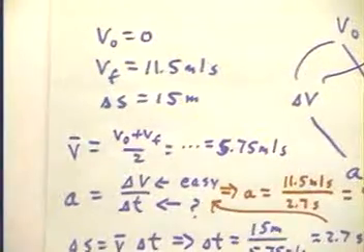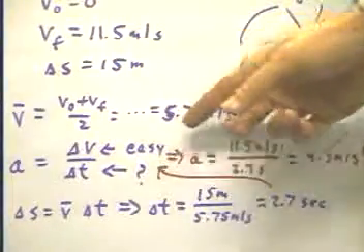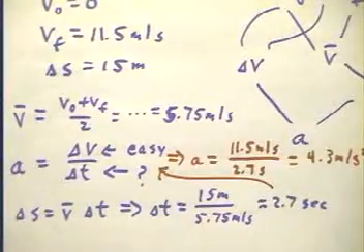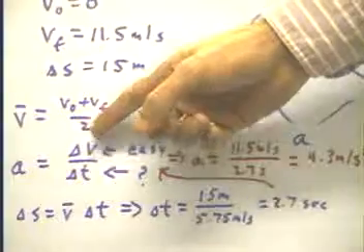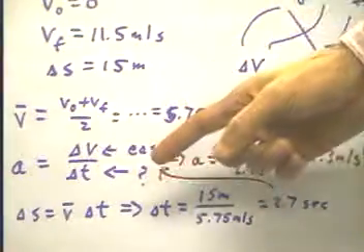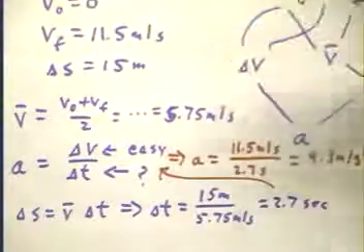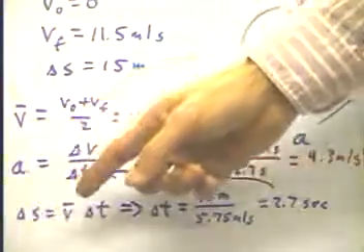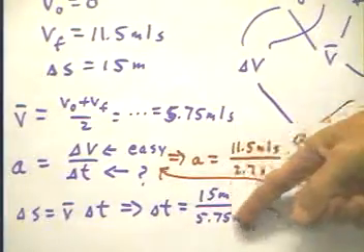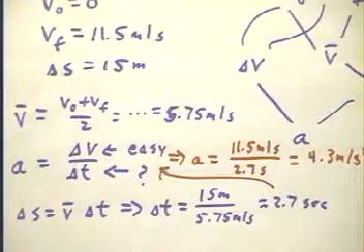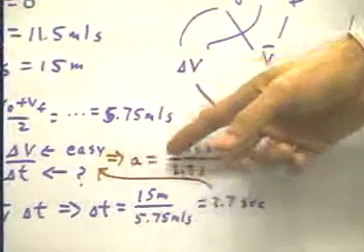The average velocity we'll obtain as the average of the initial and final velocities, and that very clearly comes out 5.75 meters per second. The acceleration is going to be delta v over delta t. Delta v we found easily. What is delta t? Well, delta t can be found from the displacement and the average velocity. Since the displacement is a product of the average velocity and the time interval, the time interval we get by dividing the displacement by the average velocity. We obtain 2.7 seconds for the time interval required, and from that we calculate our acceleration.